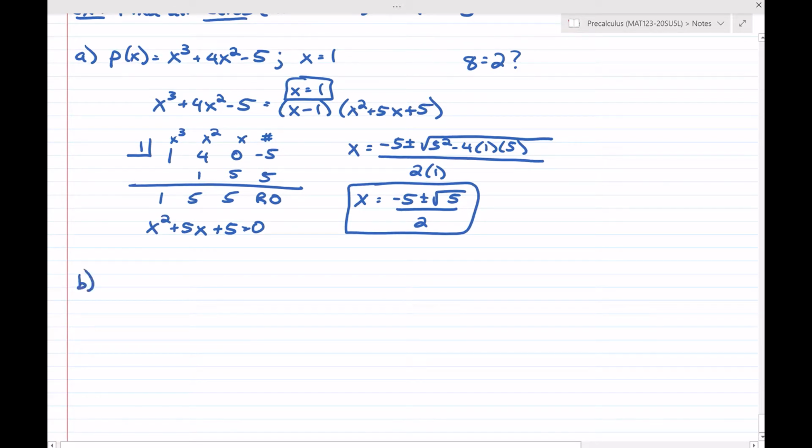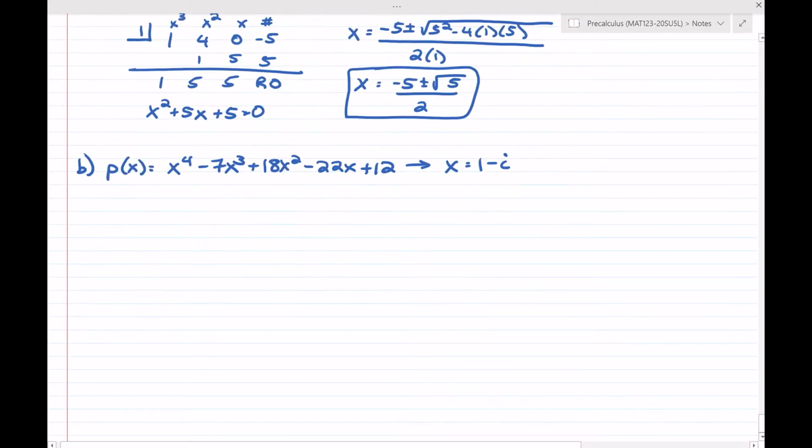How about one more like this? What if I told you that p of x was equal to x to the fourth minus 7x to the third plus 18x squared minus 22x plus 12, and one of the roots was 1 minus i. Well, we automatically know another one.